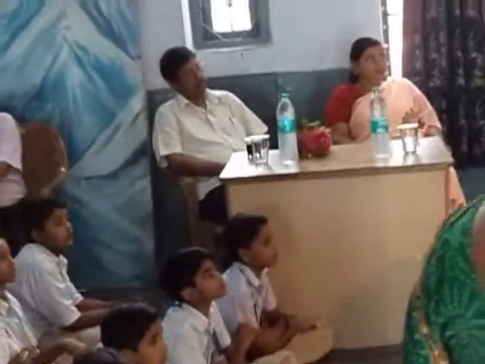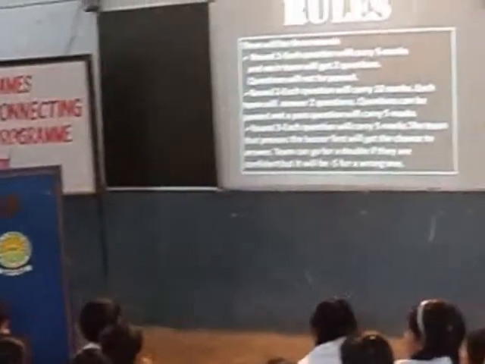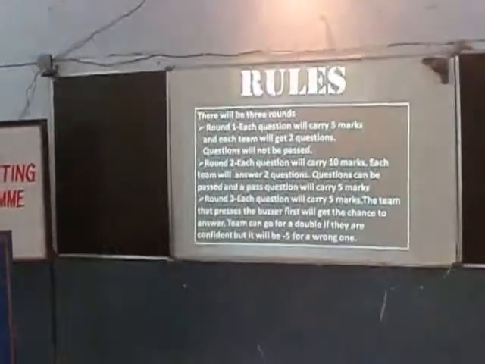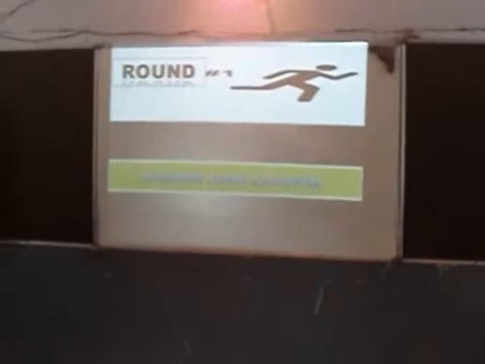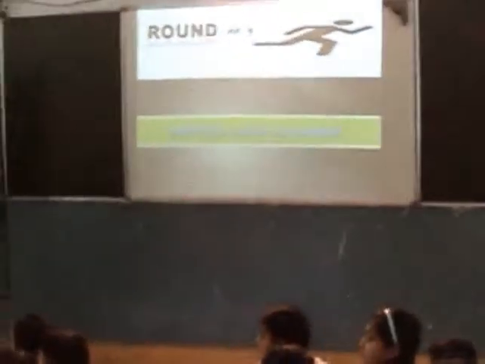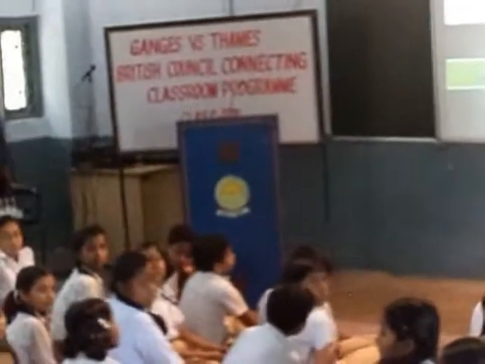Round 3 is a bit interesting. It's a buzzer round. Whoever presses the buzzer first will get the chance to answer the question, and there is 5 marks for the correct answer. If you are confident, you can say that I go for a double, you can double it. The rotation will be from Team A, Team B, Team C, Team D. Again we will rotate back, that is Team B, C, D and A.